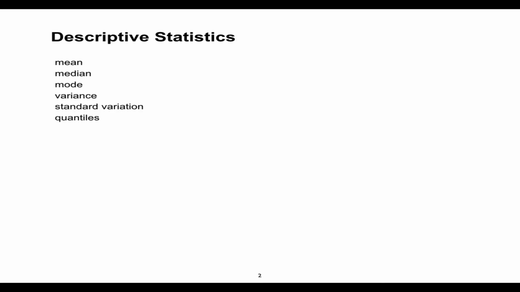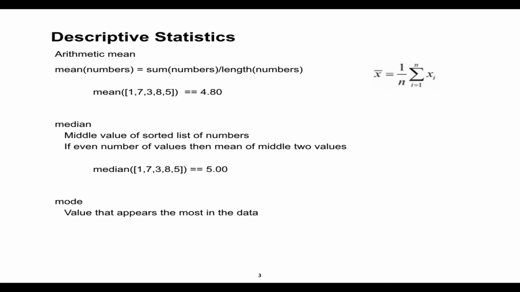So this will be, for some people, too fast, and for some people complete review. Some basic statistics: mean is just what we normally call average. Median is the middle value. The mode is the most common value. Variance is a measure of how spread out it is. Standard deviation is also a measure of how spread out it is, because it's normalized. Quartiles.